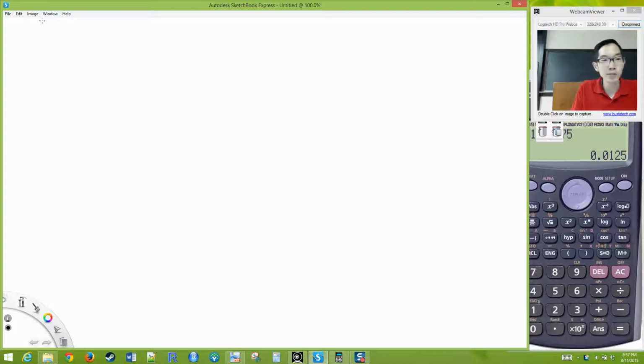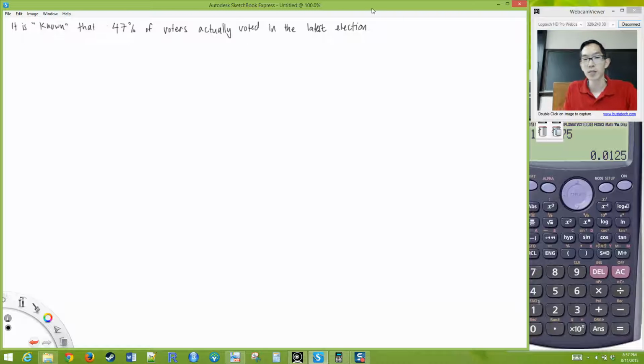All right, so here's an example, okay? So let's say it is, quote unquote, known that 47% of voters actually voted in the, we'll say, latest election. Okay. We're just making stuff up here, okay? But so we're going to say it's known that 47% of voters actually voted in the latest election, okay?